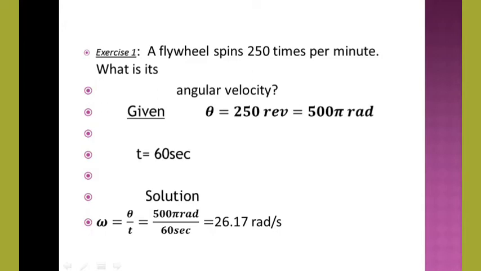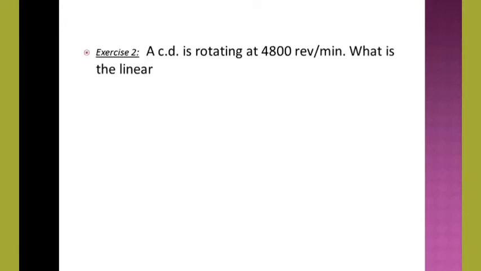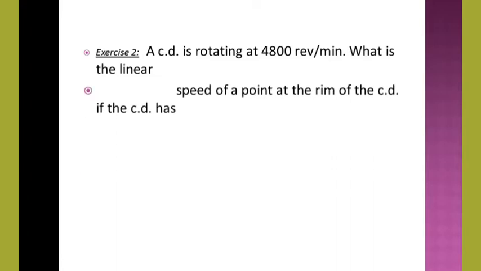Okay, the second question says a CD is rotating at 4,800 revolutions per minute. What is the linear speed of a point at the rim of the CD? If the CD has a radius of 40 millimeter.